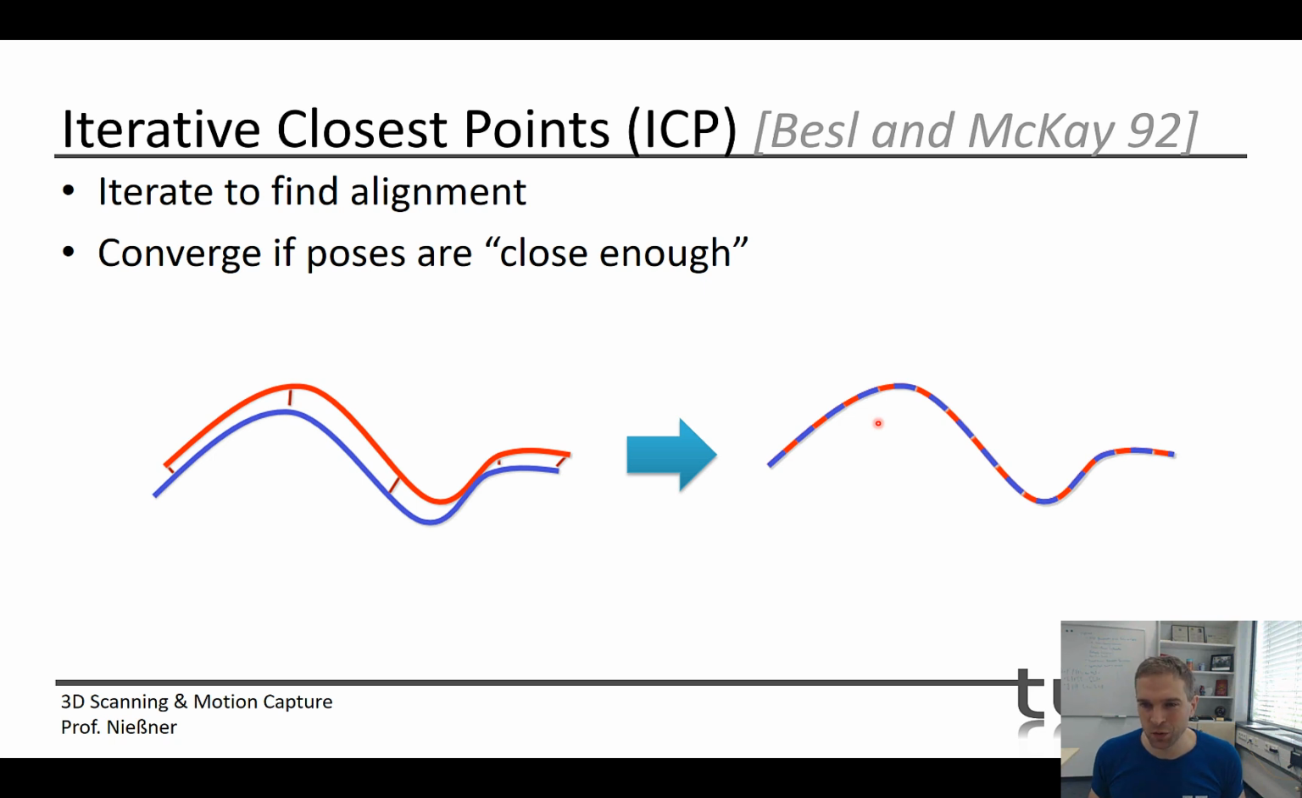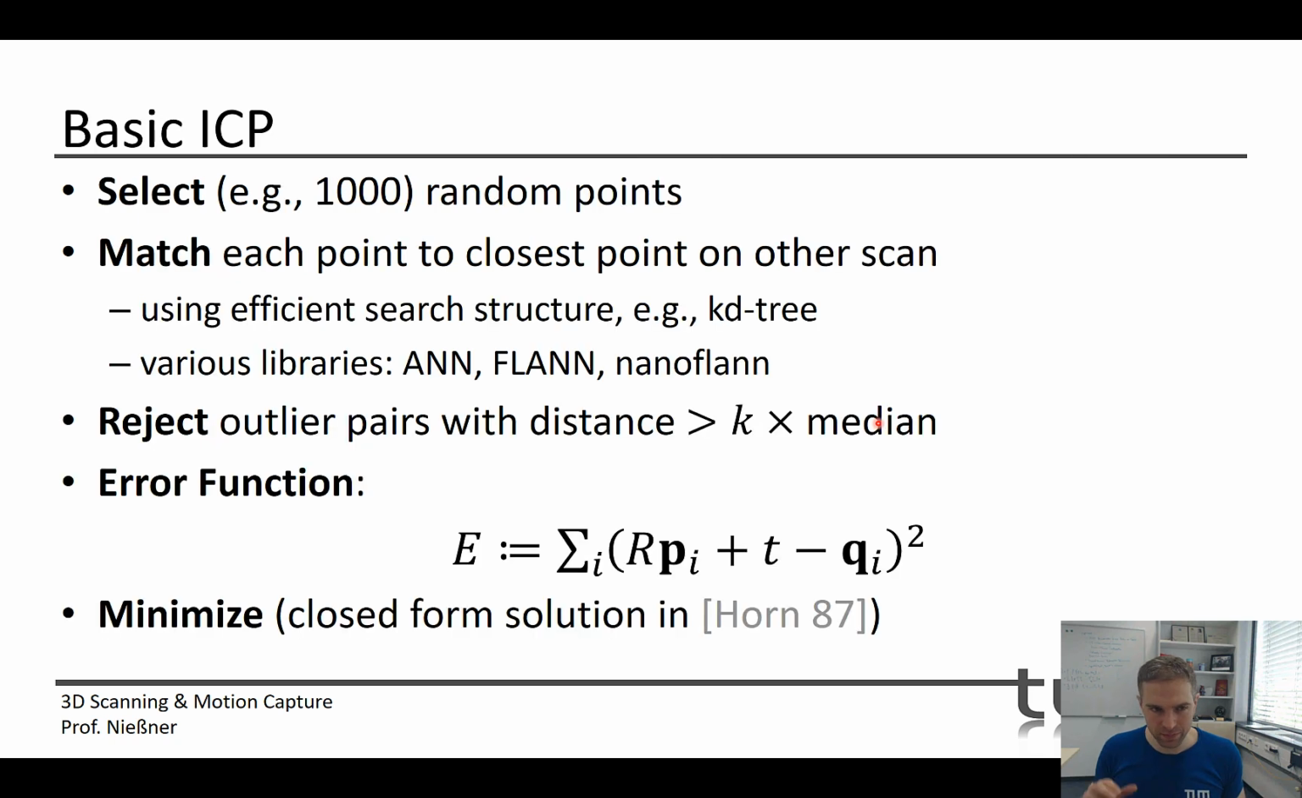In practice, of course, it's a little bit more complicated, but the idea still stands as what I just described. So if you're talking about the basic ICP algorithm, we're selecting a bunch of random points in the source frame. Let's say we have a point cloud, and we're selecting 1,000 points. For each of these 1,000 points, we're trying to find matches. So we're matching each point to the respective closest point in the other scan. So we're finding these nearest neighbors.